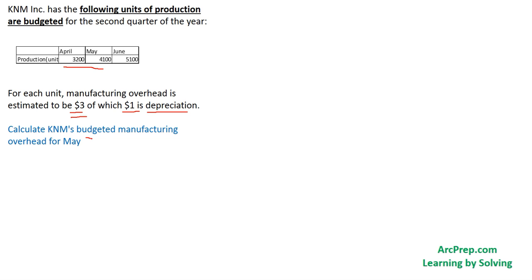Now, the budgeted manufacturing overhead for May then is nothing but, for each unit my manufacturing overhead is estimated to be $3. I'm producing 4,100 units, so my manufacturing overhead estimation budgeted for May is $12,300.